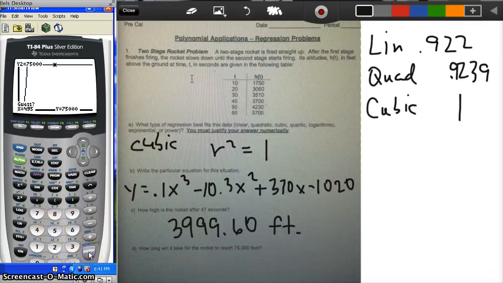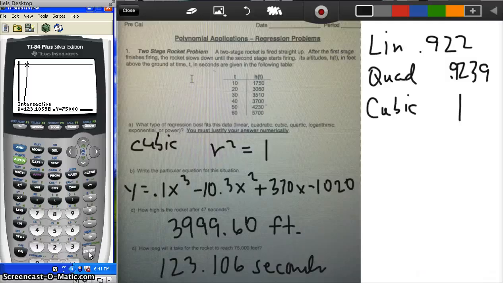Then I just simply do second trace, number 5 for intersection, and then I hit enter 3 times. And then my calculator is going to tell me at what time the rocket's at 75,000 feet. So my answer would be 123.106 seconds. Depending on when we ask you, we may ask you to do 2 decimal places, which is the hundredths place, the tenths place, which is 1 decimal place, or the thousandths place. So in this case, we just rounded to the thousandths place.